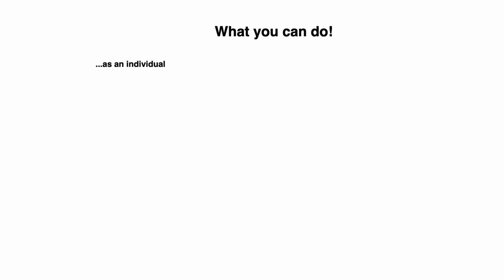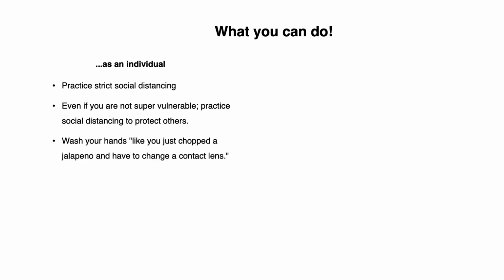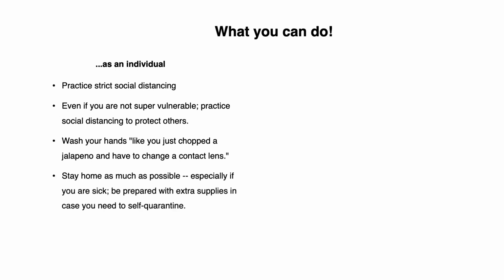Here are some steps you can take. Practice strict social distancing and reduce the number of people you are in contact with, even if you're not vulnerable. Practice social distancing to protect others. Many people around you are vulnerable, such as seniors and those with pre-existing conditions. Wash your hands like you just chopped a jalapeno and have to change a contact lens. Remember to stay home as much as possible, especially if you're sick. Be prepared with a few extra supplies in case you need to self-quarantine.